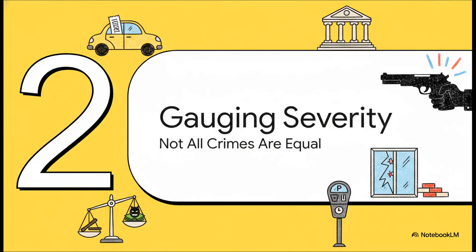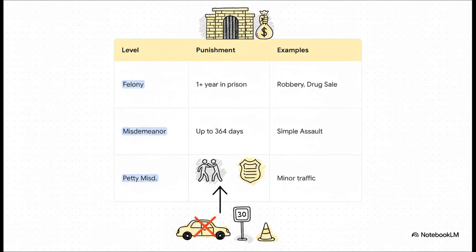Okay, on to our second section, gauging severity. Because let's be real, the justice system isn't going to treat a parking ticket the same way it treats an armed robbery. So, crimes are usually sorted into a pretty clear hierarchy. At the very top, you've got felonies. These are the most serious crimes, think robbery, and they're punishable by a year or more in prison.